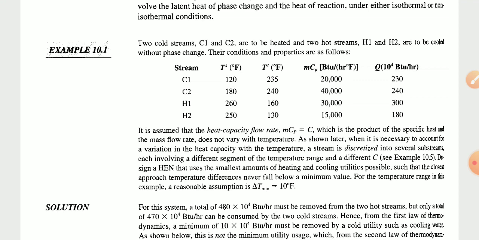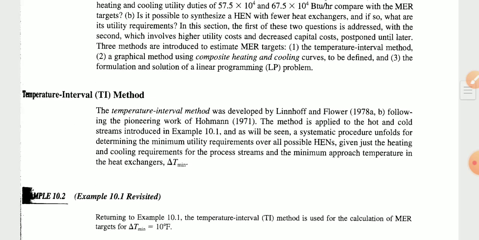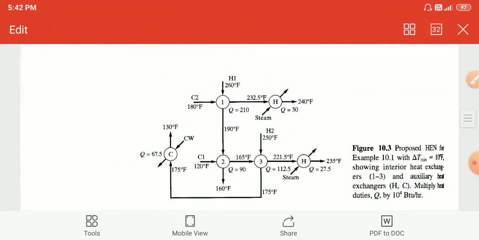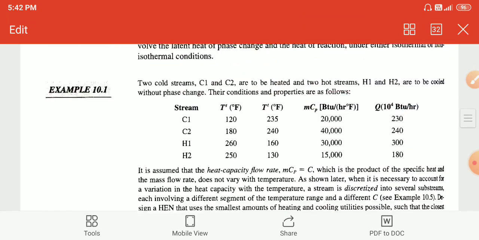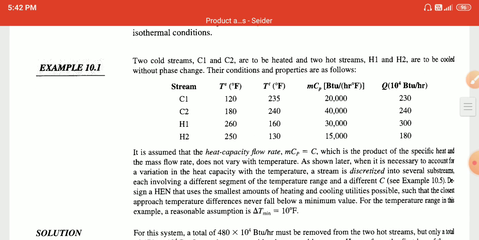So let us start with the basis of the temperature interval method and also the minimum utility target. Okay, the first one is on a data basis. The cold streams C1 and C2 are to be heated.